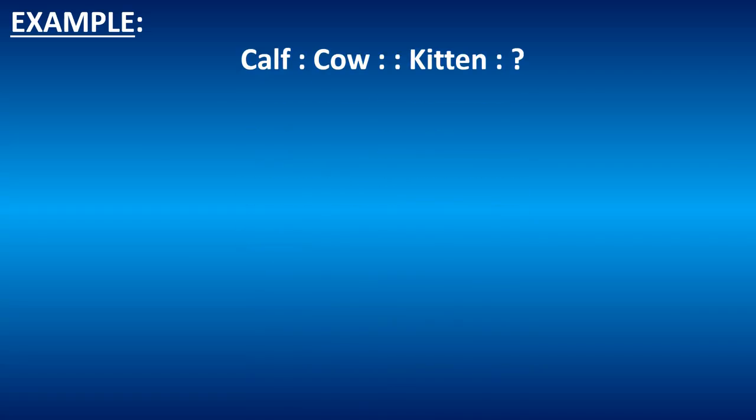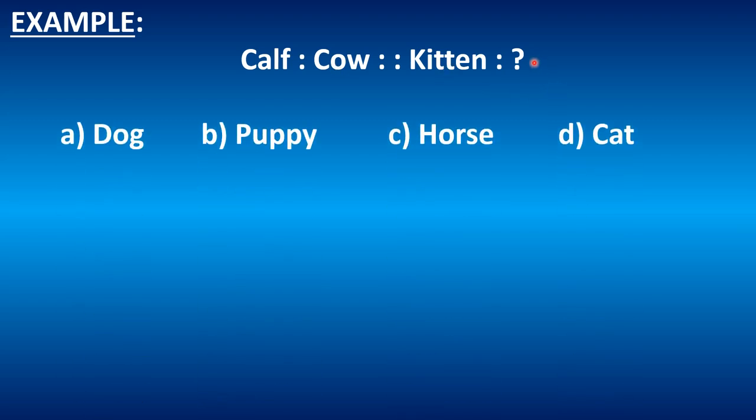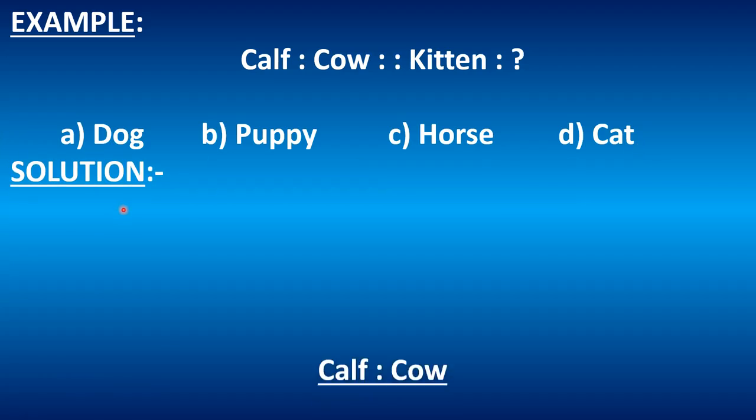So here in example number 1, it is given calf, cow and kitten, dash. So here calf and cow are related in some way. Okay, so we have to write the same way here. Okay, so what are our options? That is A dog, B puppy, C horse, D cat. So let's find out its solution.